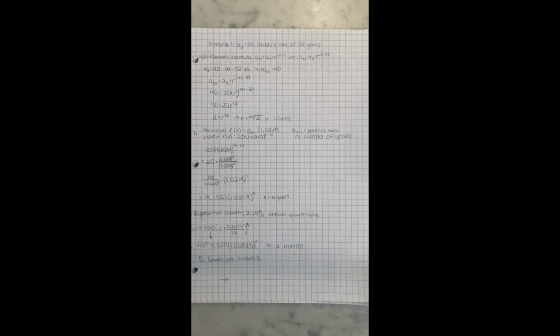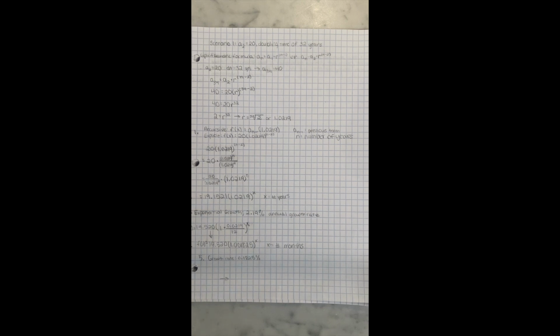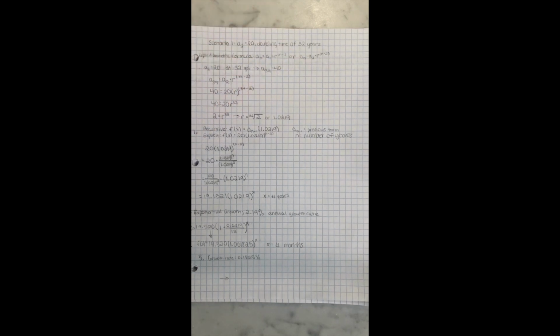Okay, so for scenario 1, A2 equals 20 with a doubling time of 32 years. I determined that A34 equals 40 because 2 plus 32 equals 34 and 20 doubled is 40. The explicit formula is An equals A2 times r to the n minus 2, where r is the common ratio.